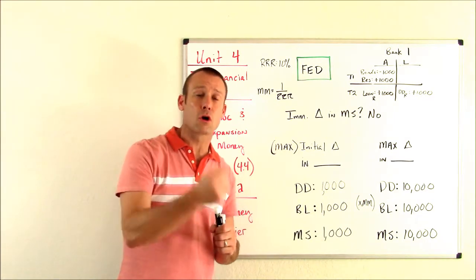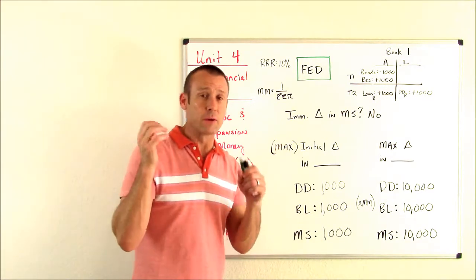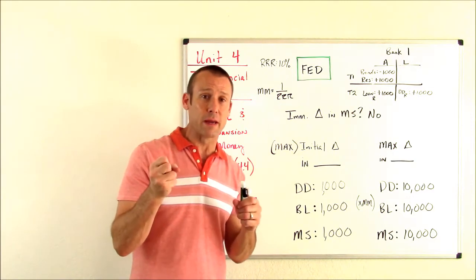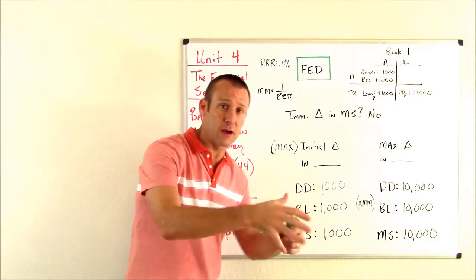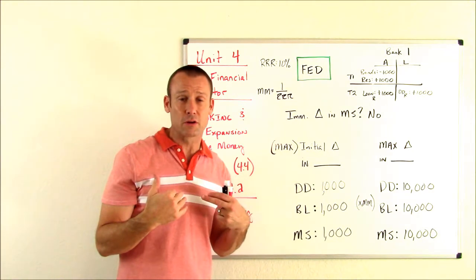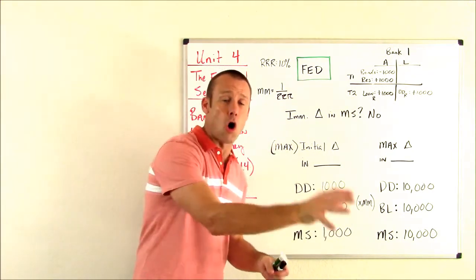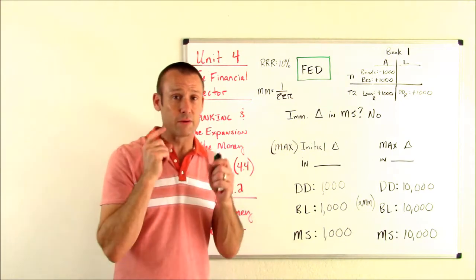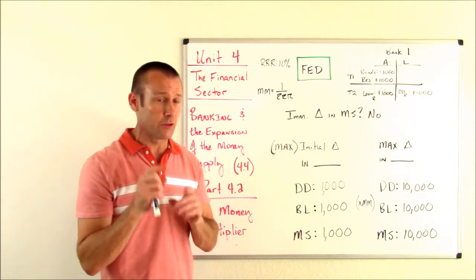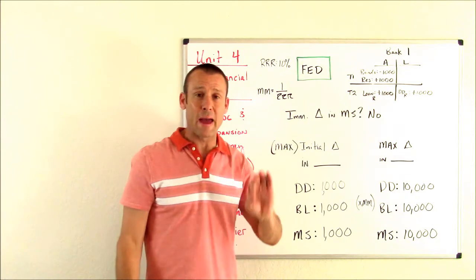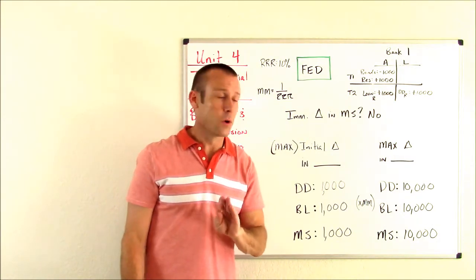We need no currency drains, i.e. we can't have anybody go to a bank and say, here's a check for 1,000, give me 100 in cash. That would be a currency drain. We need them to say, here's a check for 1,000, put it all in my bank account. If we have no currency drains and banks lend out all their excess reserves, we will get the maximum amount.